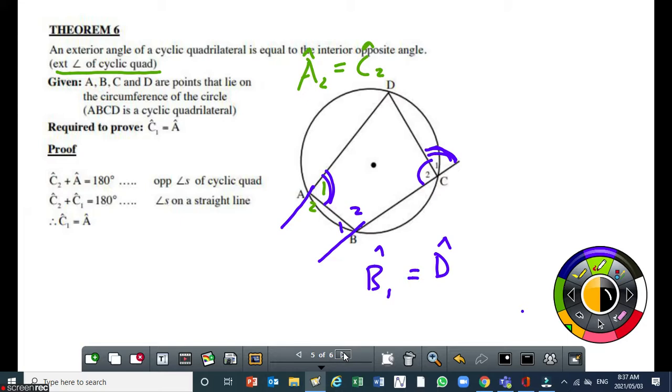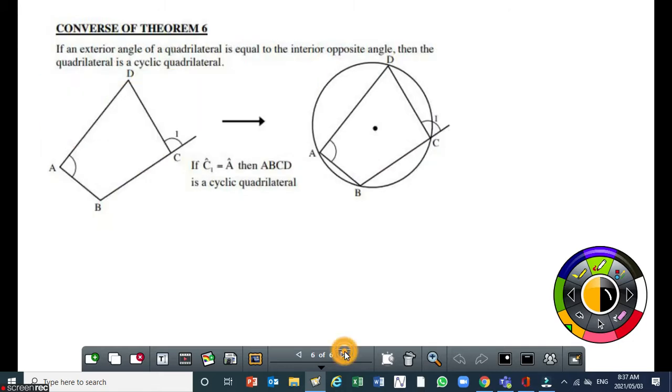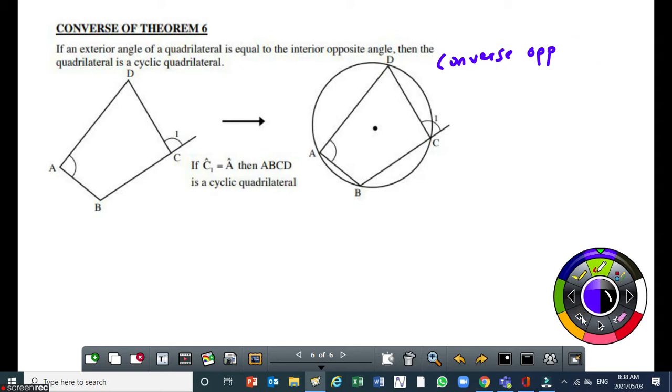Now after theorem 6, it also has a converse. And the converse is: if an exterior angle of a quadrilateral is equal to an interior opposite angle, then the quadrilateral is cyclic. The reason that I prefer for it is, sorry, write converse first. It's converse exterior angle of cyclic quad. That's the reason which is below the main reason for theorem 6. So when you use the converse of theorem 6, that's how you write it.